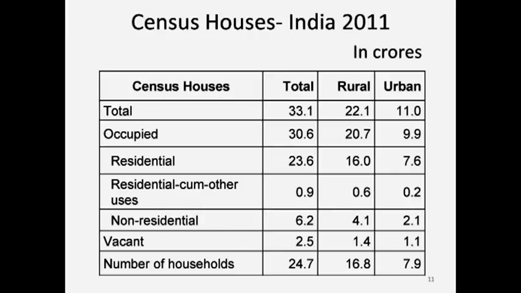Then we come to housing. You see, census again throws beautiful figures. I am giving you national figures, but I would recommend that you take a focused area, not only a state but a city, because census data is available through the household census. It is available even for city wards, so you can use it. But having said that, nationally, in the urban area there are 11 crore housing units enumerated, and only 9.9 were occupied, and as many as 1.1, which amounts to 10% of the housing units, are vacant. It's a very high number.